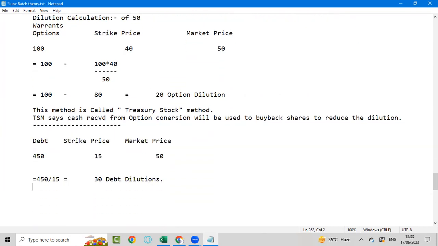So this method is called the if-converted method. The if-converted method is applied to convertible debt and convertible preference stock.